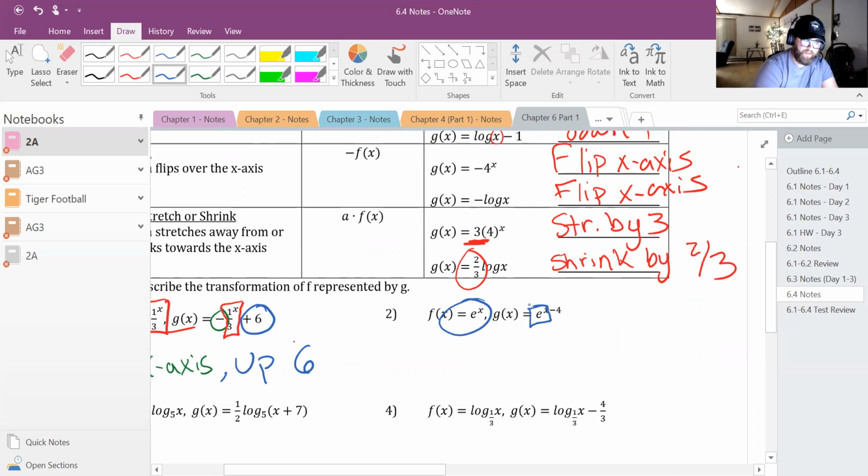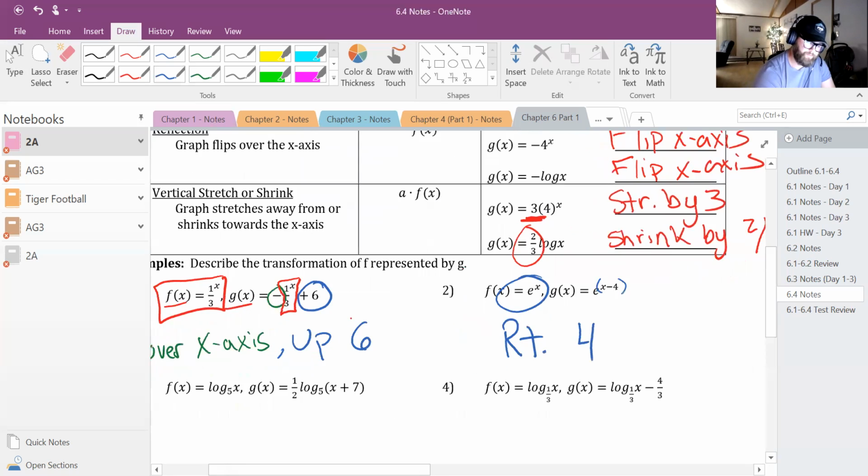Okay, so here's my original function. It's right there, e to the x. Okay, this -4 is included with the function. It's in the parentheses, remember? Okay, because it's in the exponent. So when it's -4 inside the parentheses, it's horizontal, right? But it's -4, so which way, left or right? Your brain tells you left. Remember, horizontal is opposite, so it's right 4 units. It's done. That's only one.